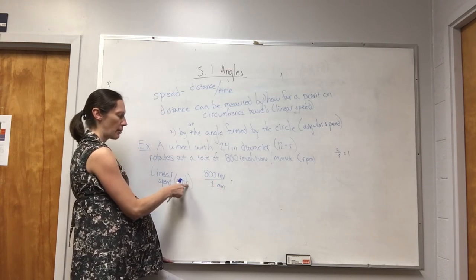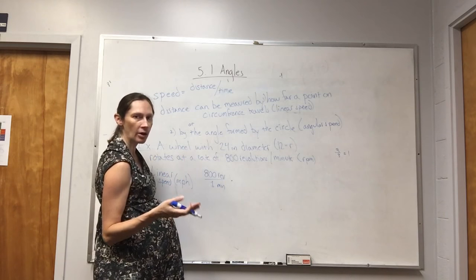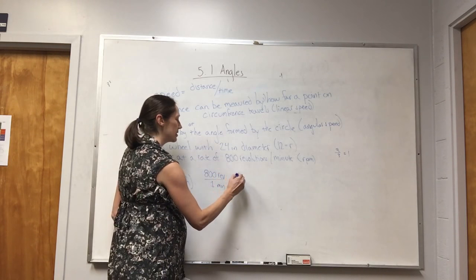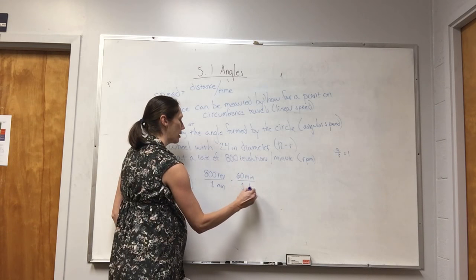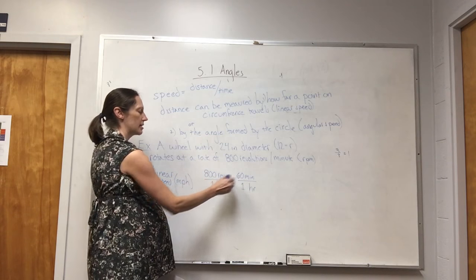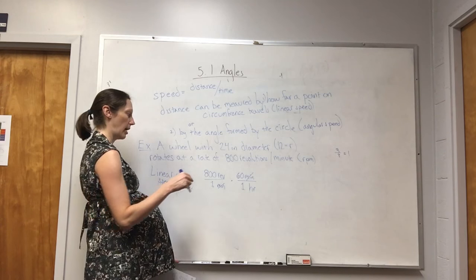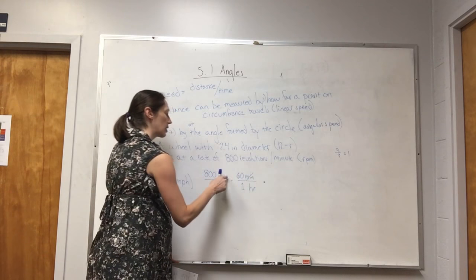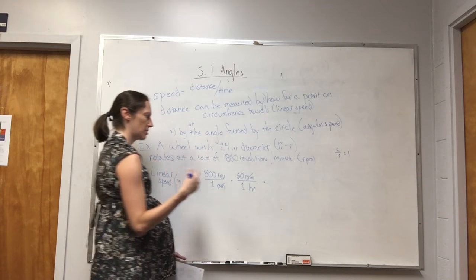I don't want to be in minutes, I want to be in hours. So I need to say, how many minutes are equivalent to an hour? 60 minutes are equivalent to 1 hour. And by putting minutes in the top, I can cancel those units, and now I've converted myself to hours. I'm going to do the same thing. I need to convert revolutions somehow to miles. It's going to take a few steps.